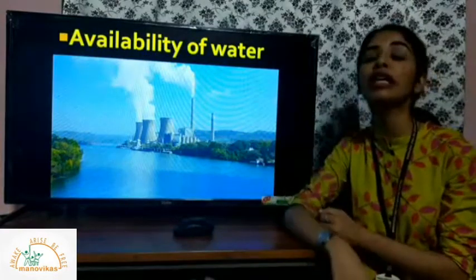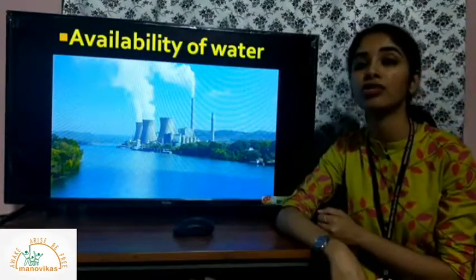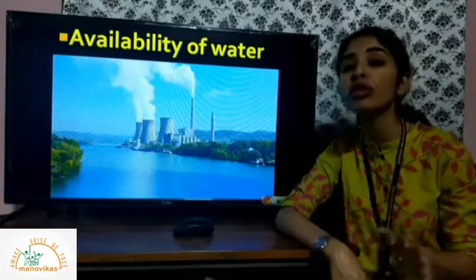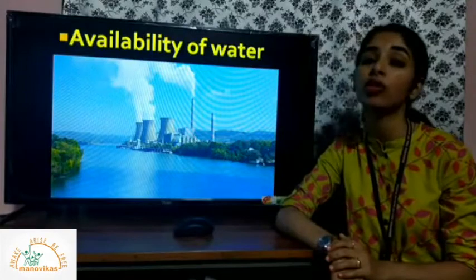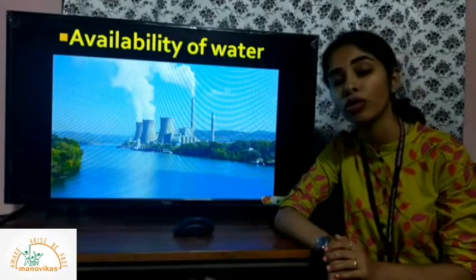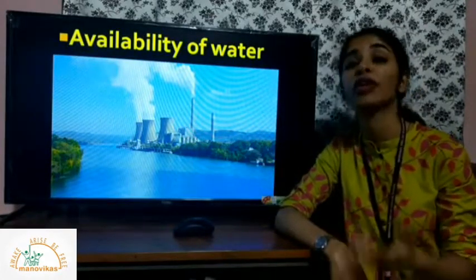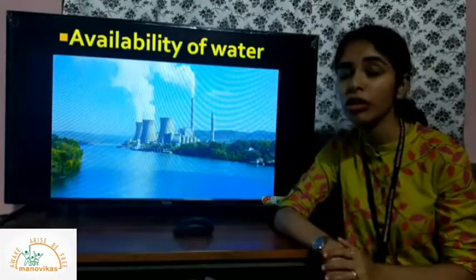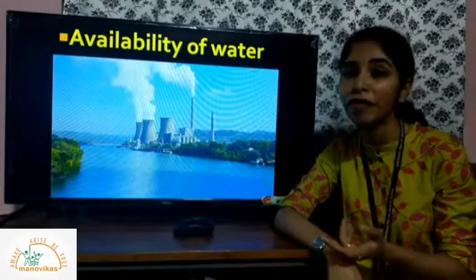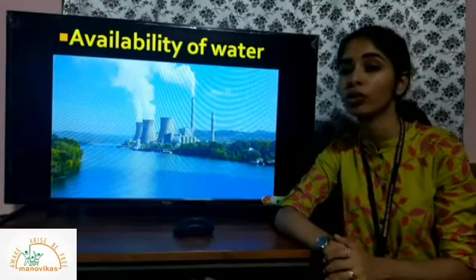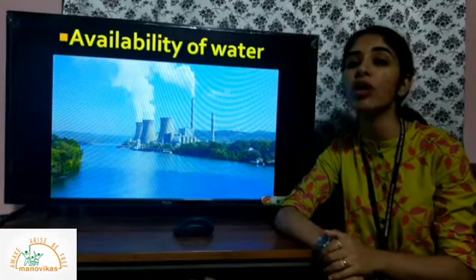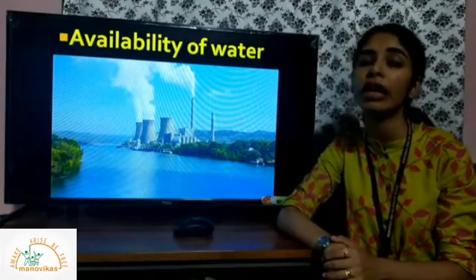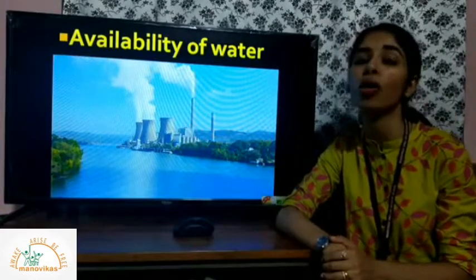Then availability of water. Yes, industries require a huge amount of water, sometimes to cool down their machines. Certain types of industries require water, like the textile industry for dyeing fiber or cloth. Chemical industries require water. Paper manufacturing industries require water. So that is why water is the main requirement, and you see that many industries are located in coastal areas or along a river.